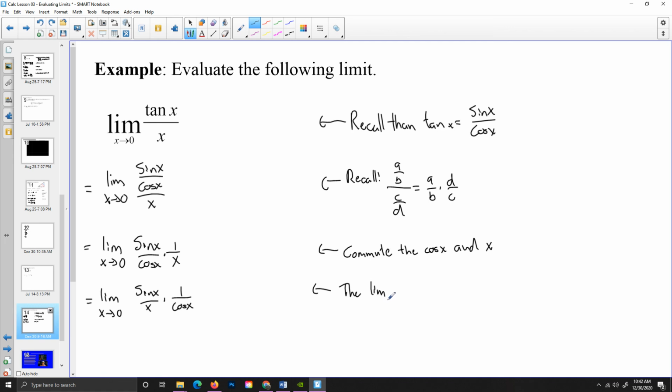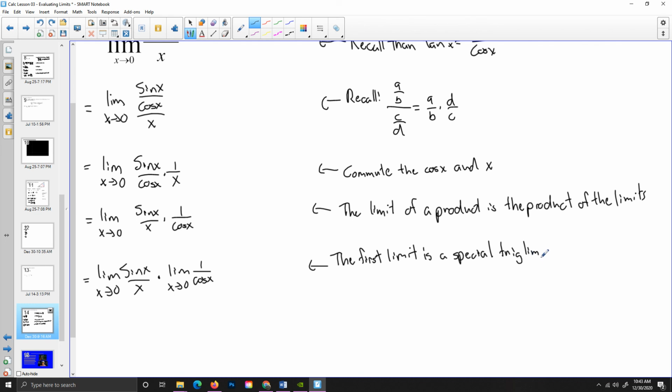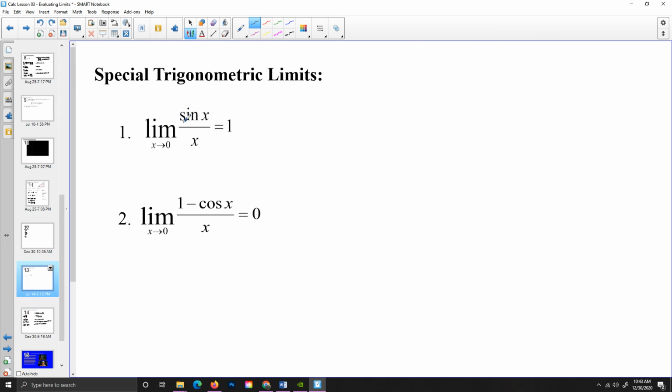The limit of a product is the product of the limits. So I am going to say that this is the limit as x goes to 0 of sine x over x times the limit as x goes to 0 of 1 over the cosine of x. And so the first limit is a special trig limit. And we saw that in the last slide. The limit as x goes to 0 of sine x over x is 1.